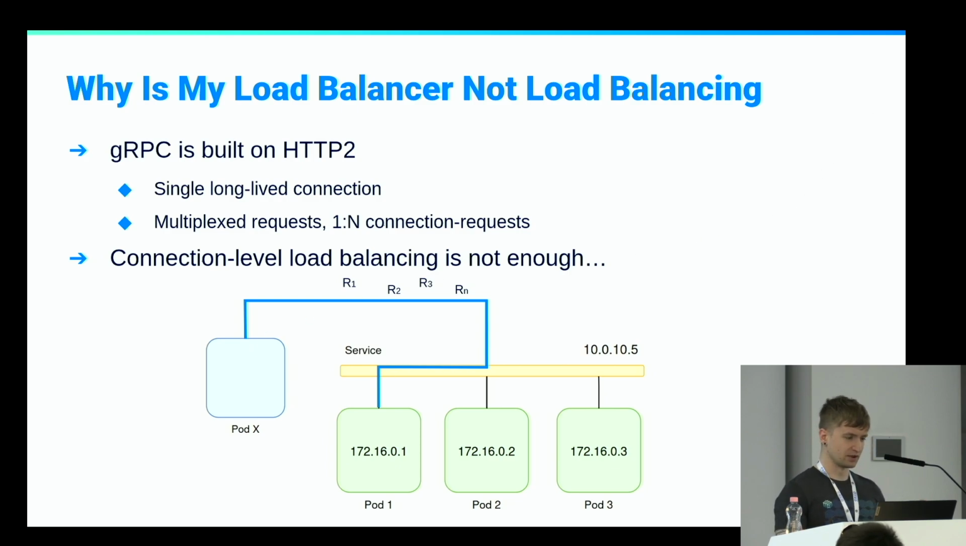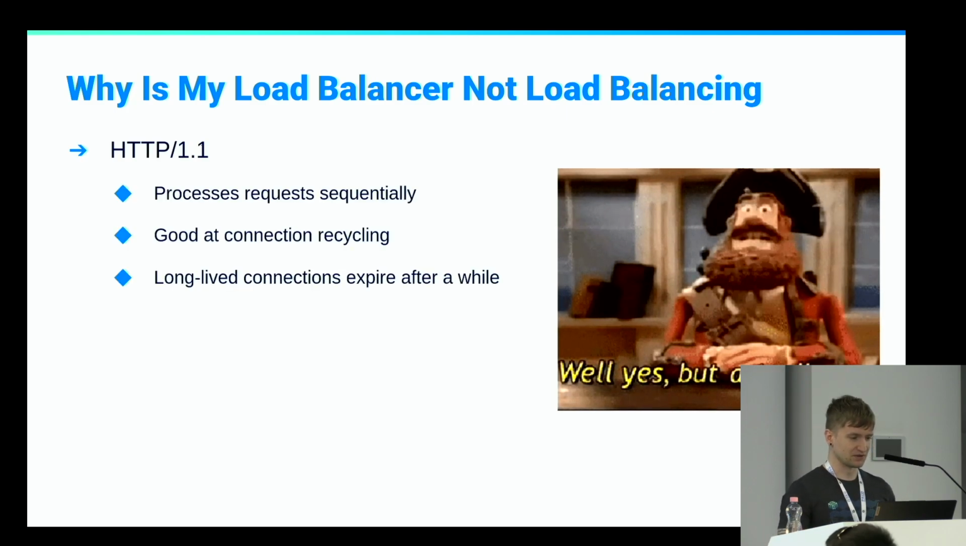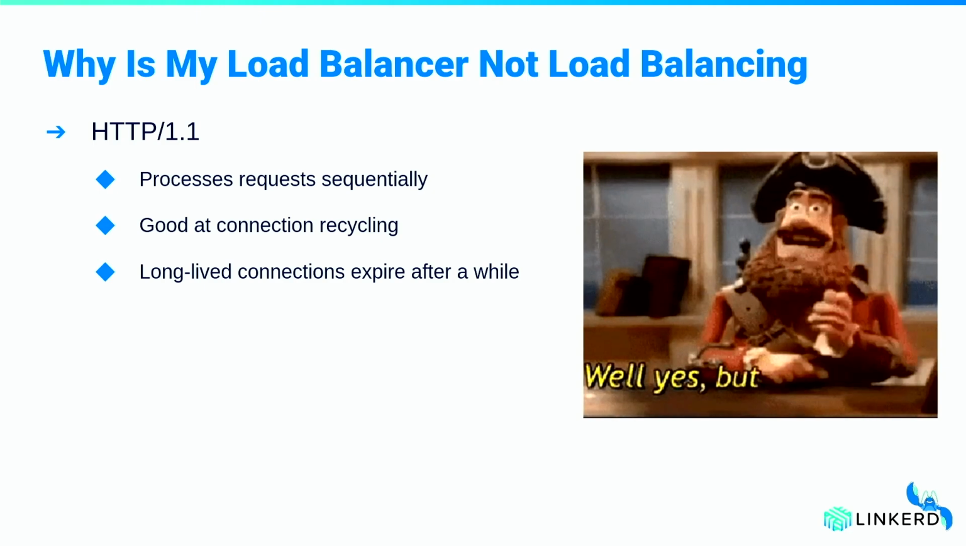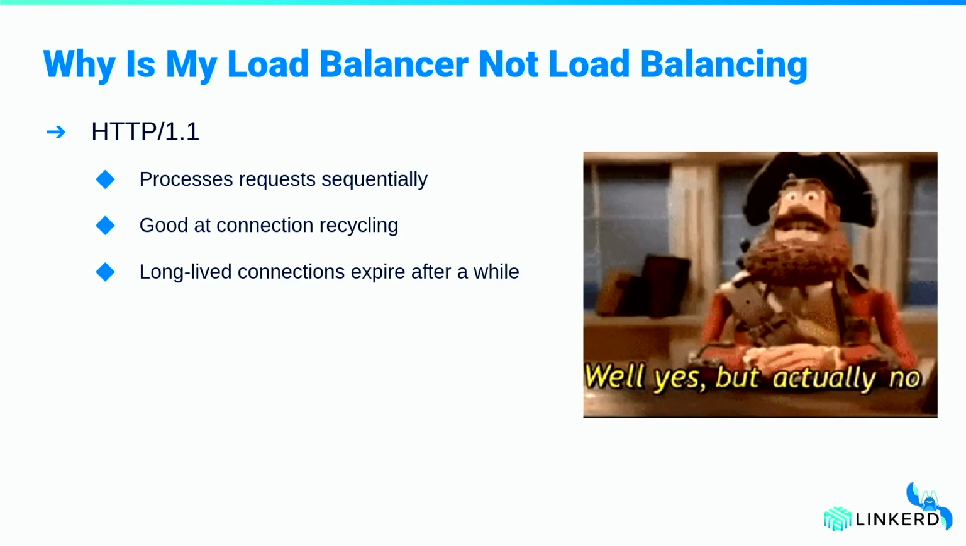And you might be wondering, okay, but HTTP1 also has long-lived connections, and isn't it the same case with HTTP1? And yes, but actually no. Because HTTP1 processes requests sequentially, and it has head-of-line blocking. So if you send 10 requests, and the first one takes a long time to process, then it's going to block the other 9. And HTTP2 can process these in parallel. And HTTP1 was built to be good at connection recycling, and even these long-lived connections expire after a while. And that's the reason why connection level load balancing is good enough for HTTP1, but not for HTTP2 and not for gRPC.